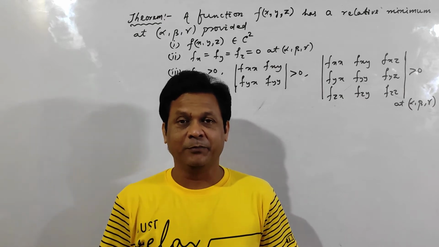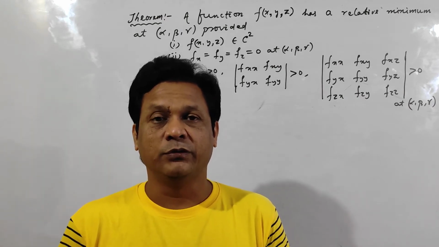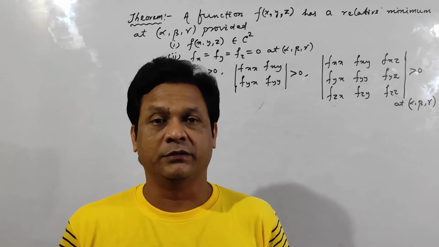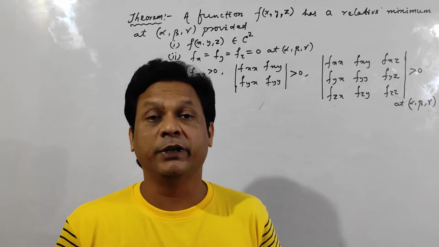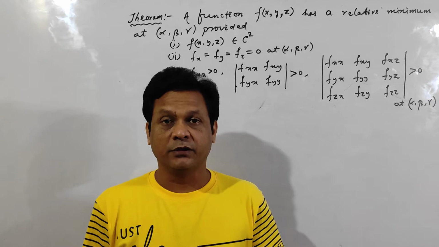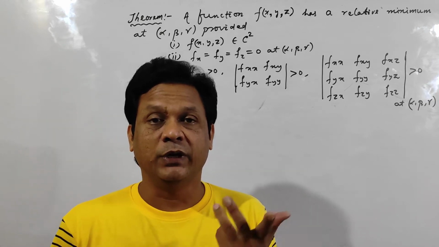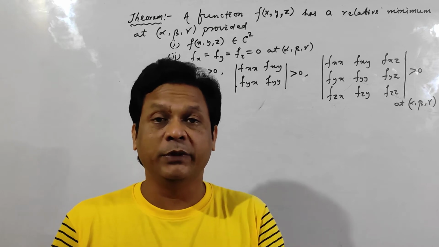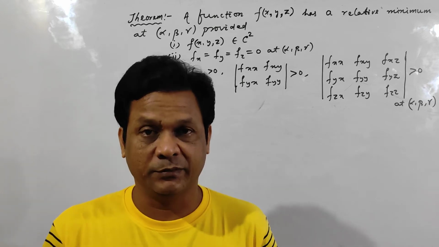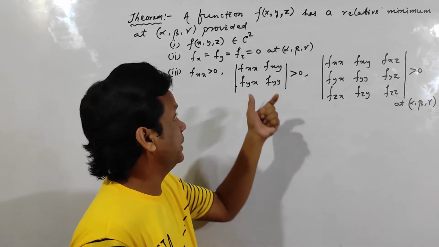Good morning everybody, and today I am going to tell you about the maxima and minima of a function of three variables x, y, z. That means under what condition a function f of x, y, z will attain maxima or will attain minima at a particular point. Okay, so this is the first theorem.